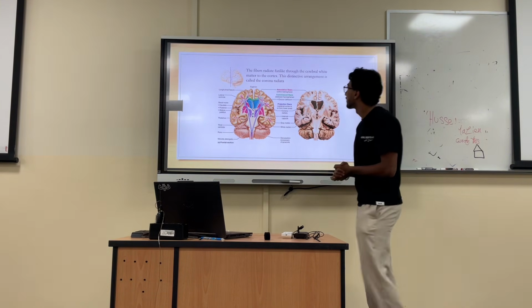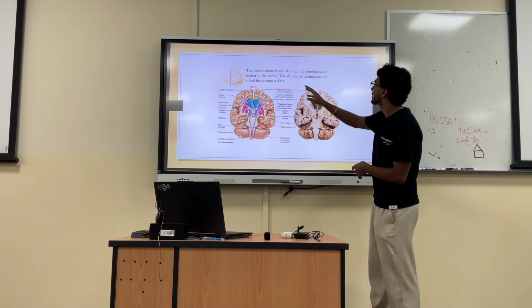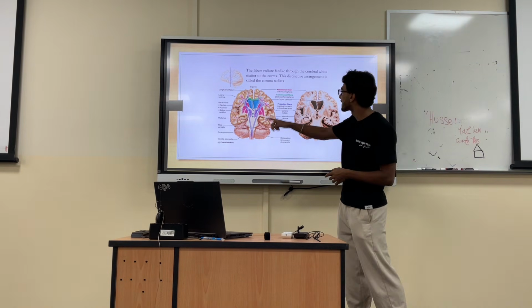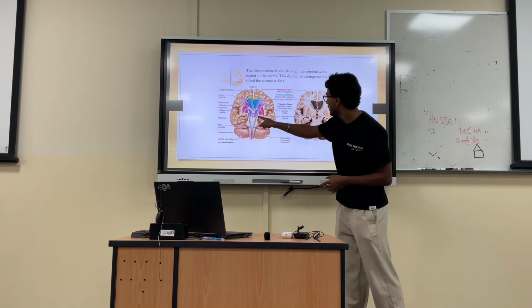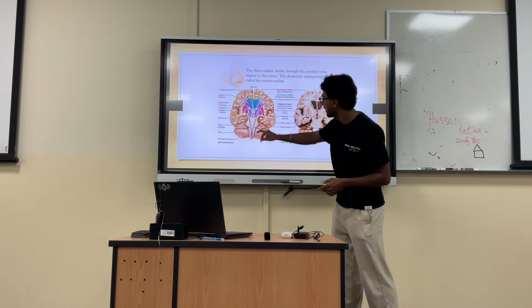Now, the fibers that radiate fan-like through the cerebral white matter of the cortex, this distinctive arrangement is called corona radiata. We have an internal capsule. So this is our cerebral cortex, the white matter. These are the nerve tracts.